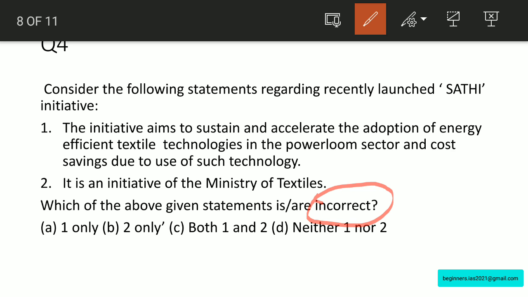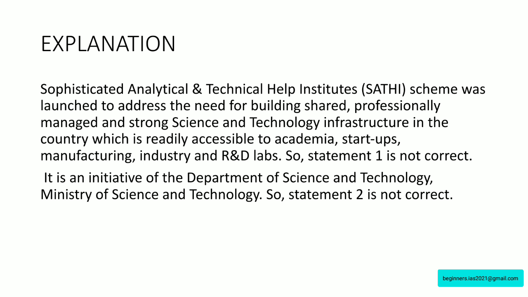That is very important. See, this is Sophisticated Analytical and Technical Help Institutes. See, I have given you about this SATHI scheme. This SATHI scheme was launched to address the need for building shared and professionally managed strong science and technology infrastructure in the country, which is readily accessible to academia, startups, manufacturing industry and research and development labs.